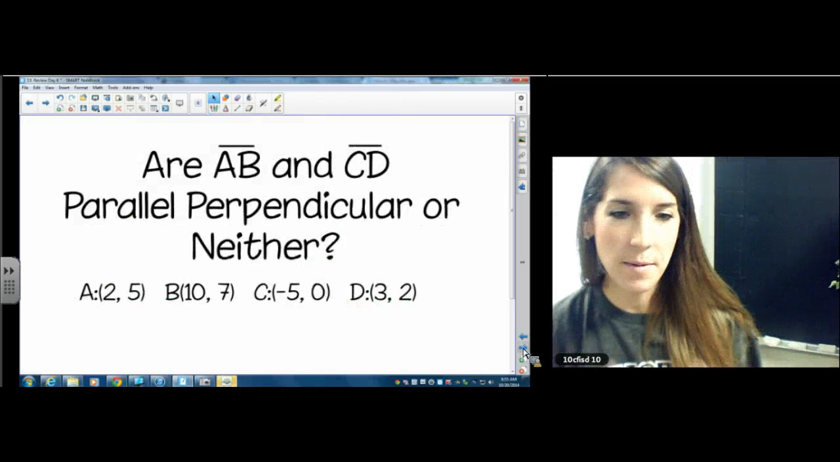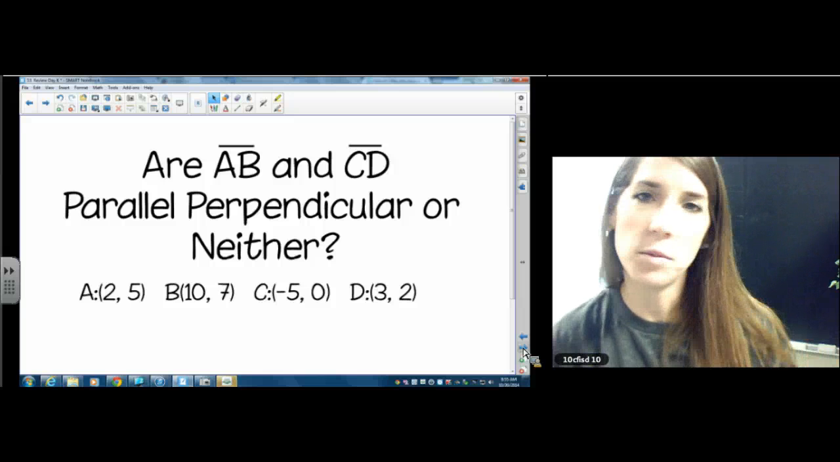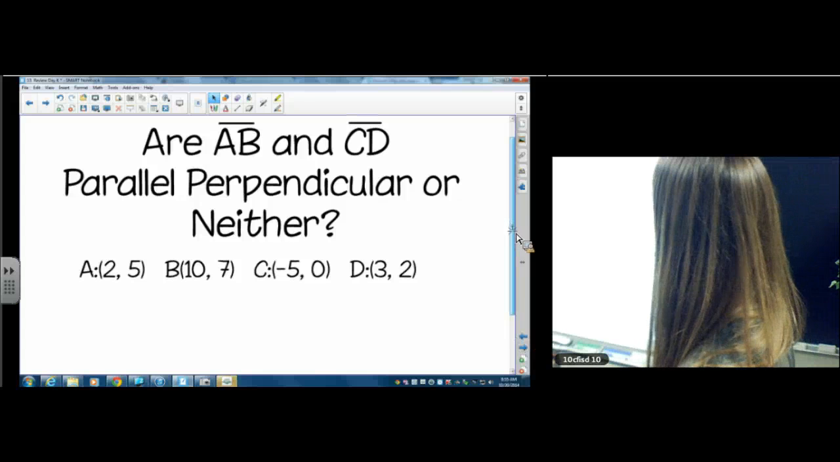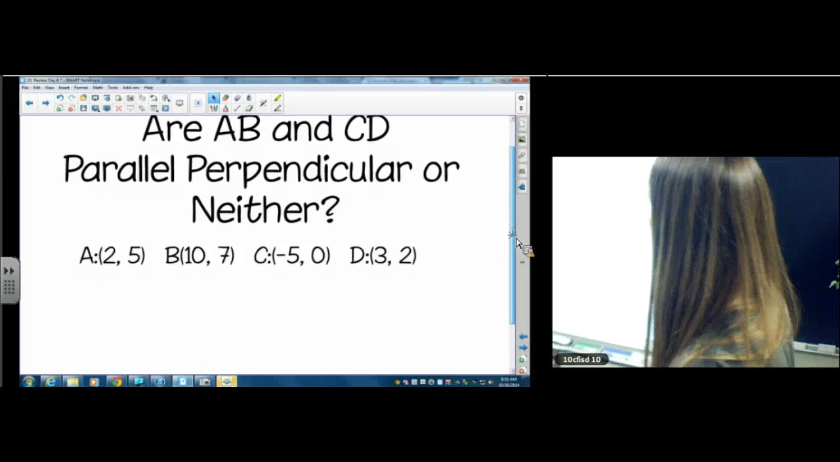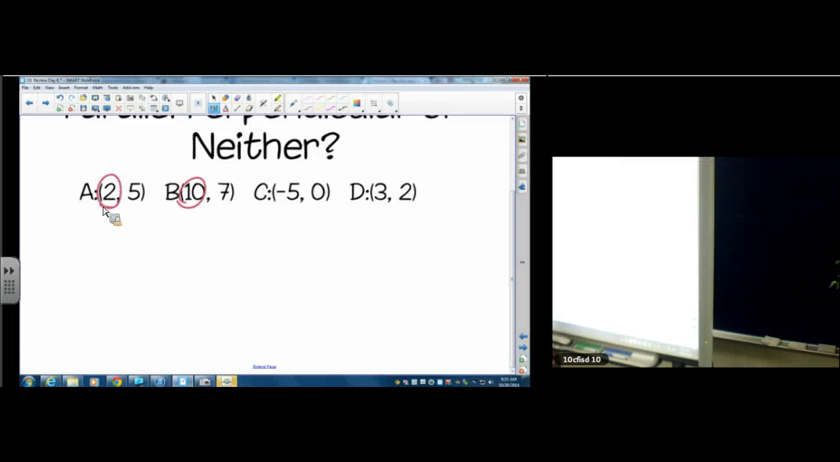So really what this problem is asking is, can you find the slope 2 times and not mess it up? So we would want to find the slope of AB and the slope of segment CD. So when you're finding slope, you're doing y minus y divided by x minus x. That's on your formula chart, which you're allowed to use. 7 minus 5 is 2. 10 minus 2 is 8. And so our slope is 1/4.